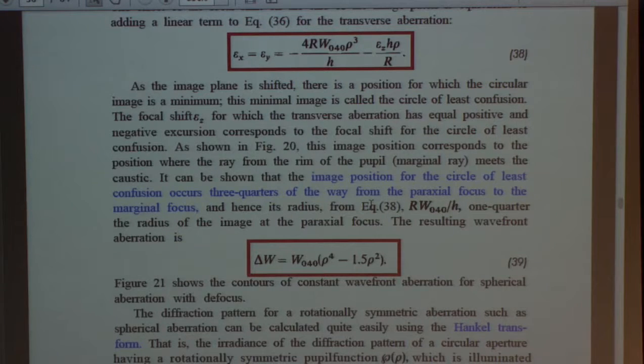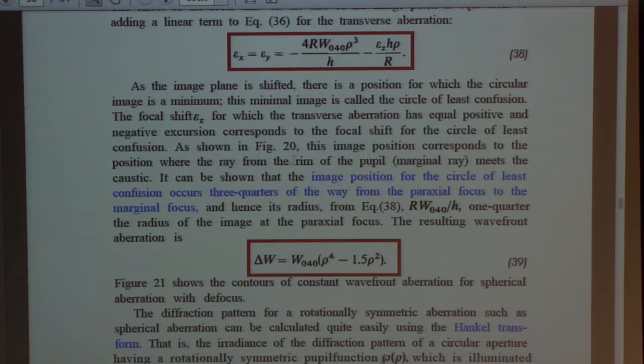Well, as we saw in our little diagram up above, there's probably some position for which this circular image is minimum. And this minimum image is called the circle of least confusion. And so we're going to introduce some focal shift here for which the transverse aberration has equal positive and negative excursions. And it really corresponds, this may be a homework problem. Sometimes I assign this and some years I don't. I don't know if I did this year or not, but if it's not a homework problem, it might be a problem you want to work out anyway.